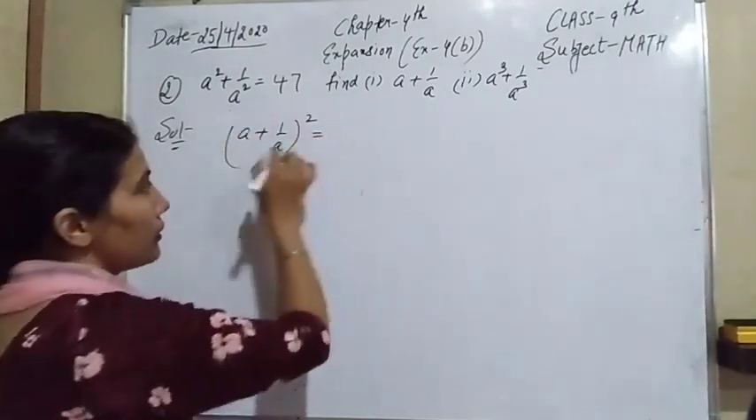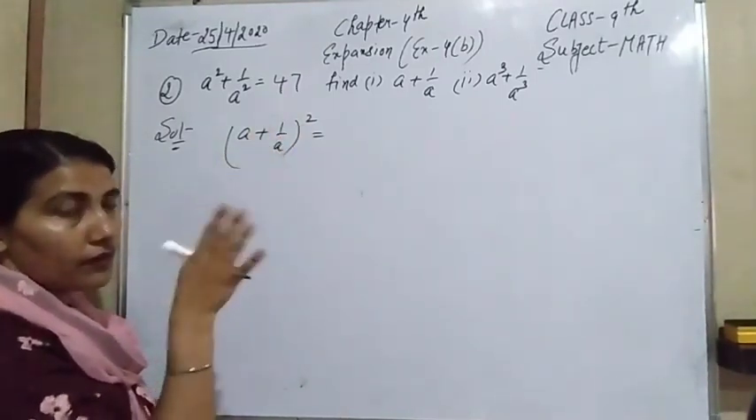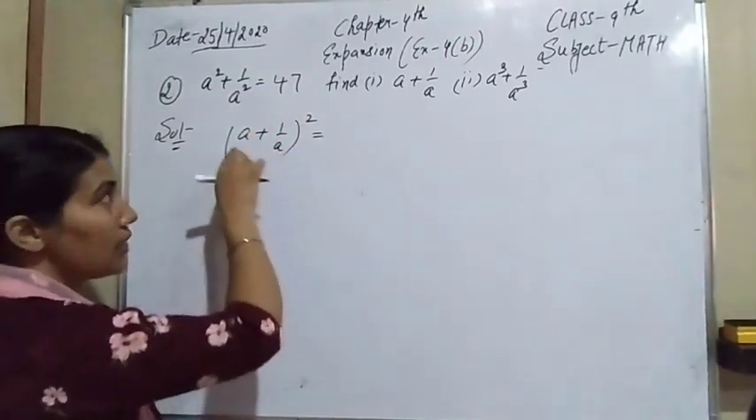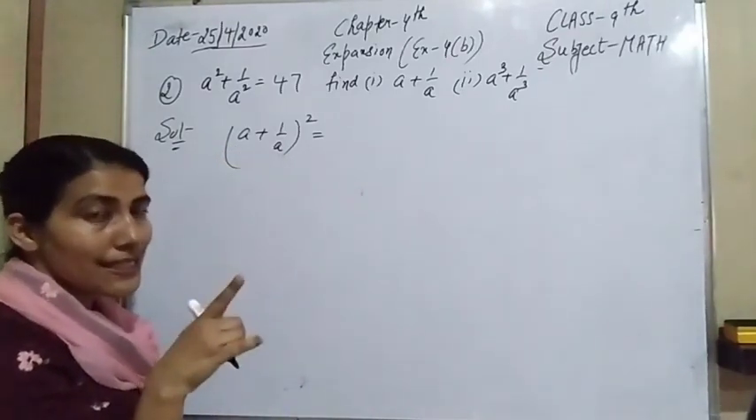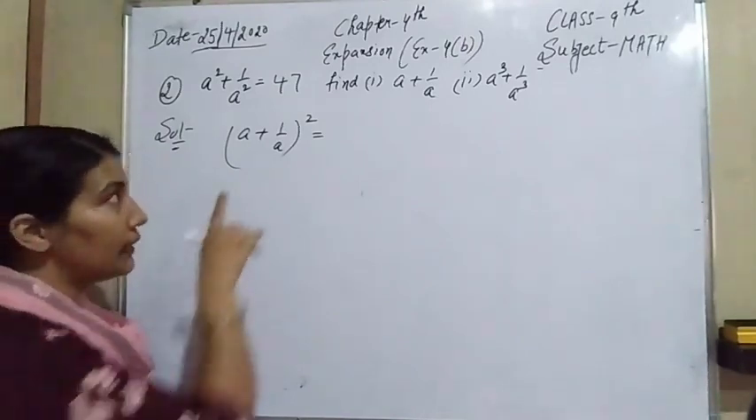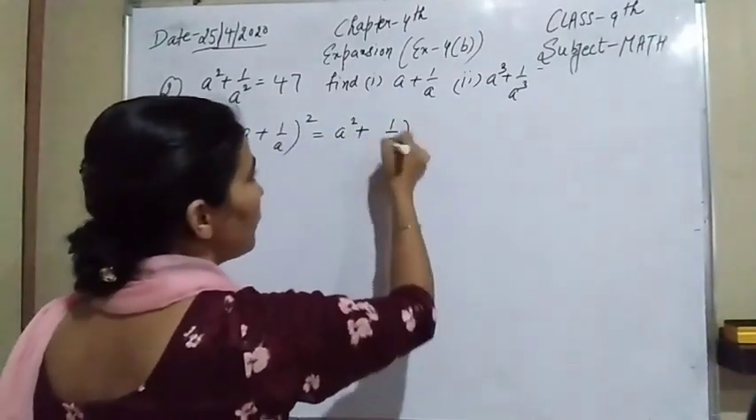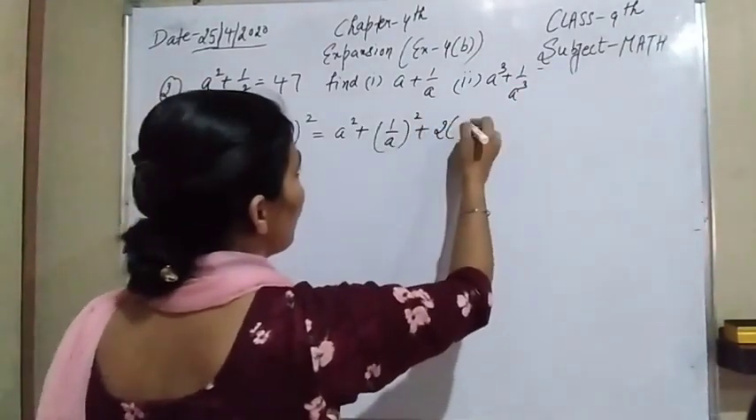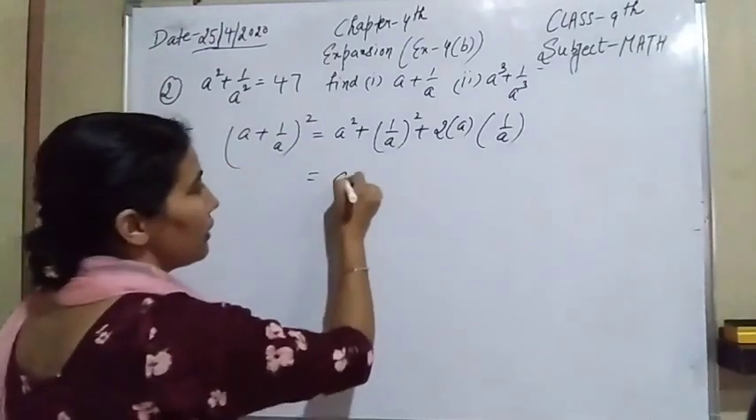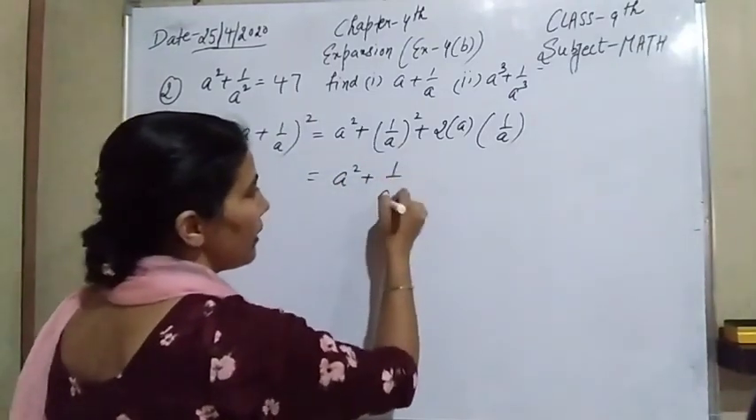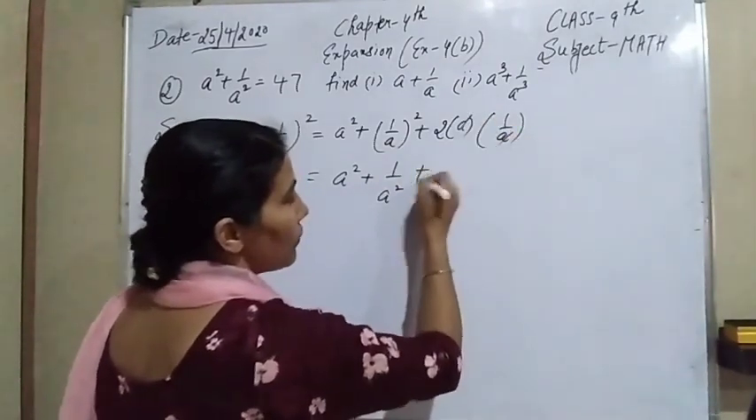We do it by squaring because we know the value. Now the identity being used is a plus b whole square, and we have already discussed many questions regarding this. The identity a plus b whole square is a square plus b square plus 2ab. That means a square plus b square, the value of b is 1 over a, plus 2a times b is 1 over a. After this we have a square, 1 square is 1 and a square is a square. Now here a and a both cancel, only 2 is there.